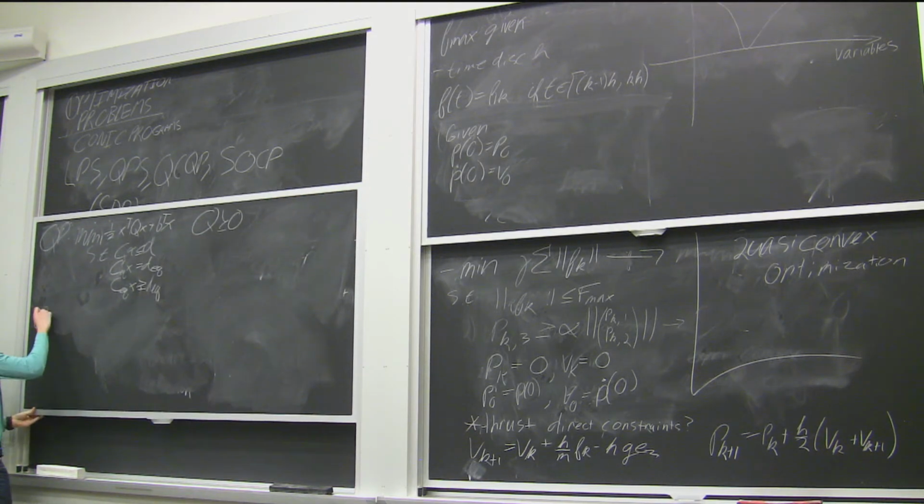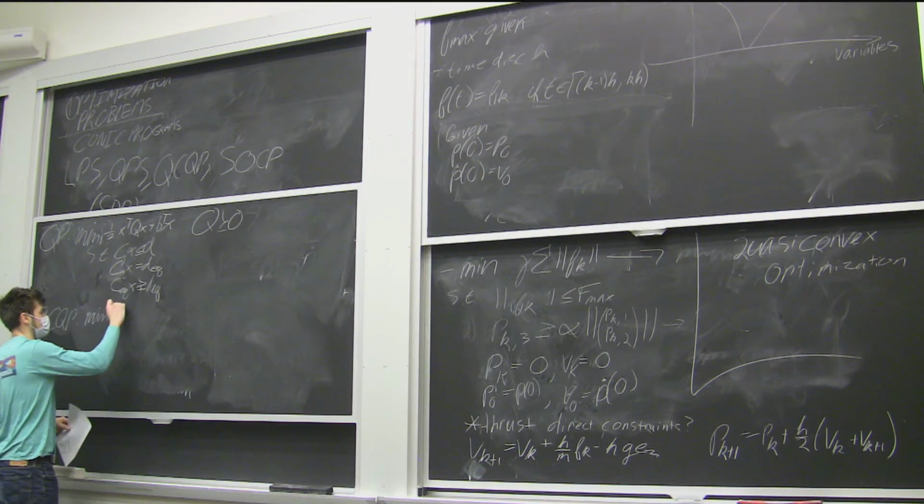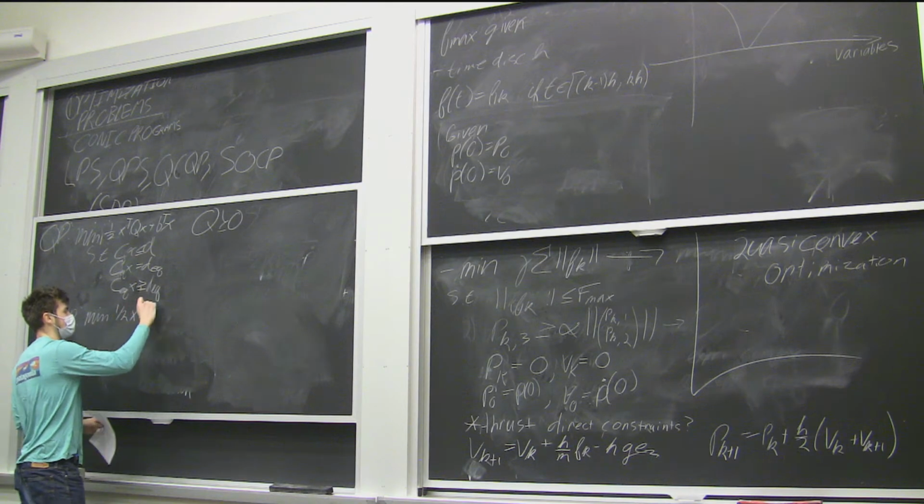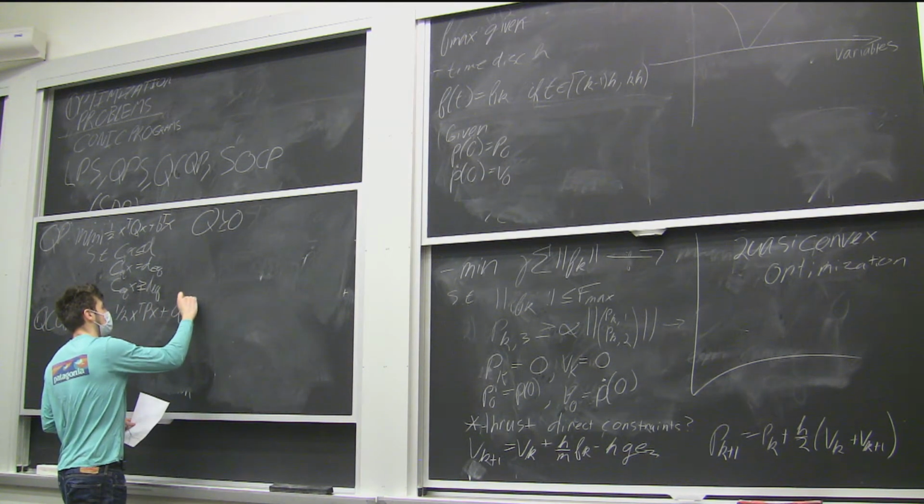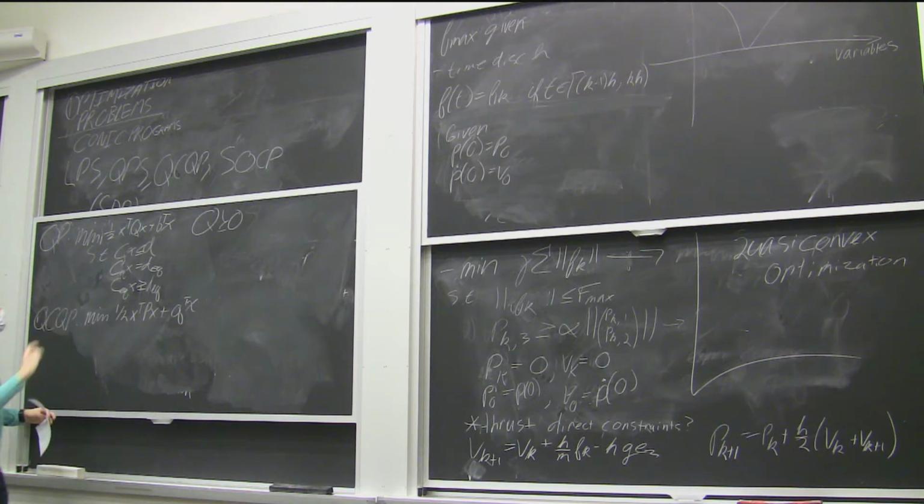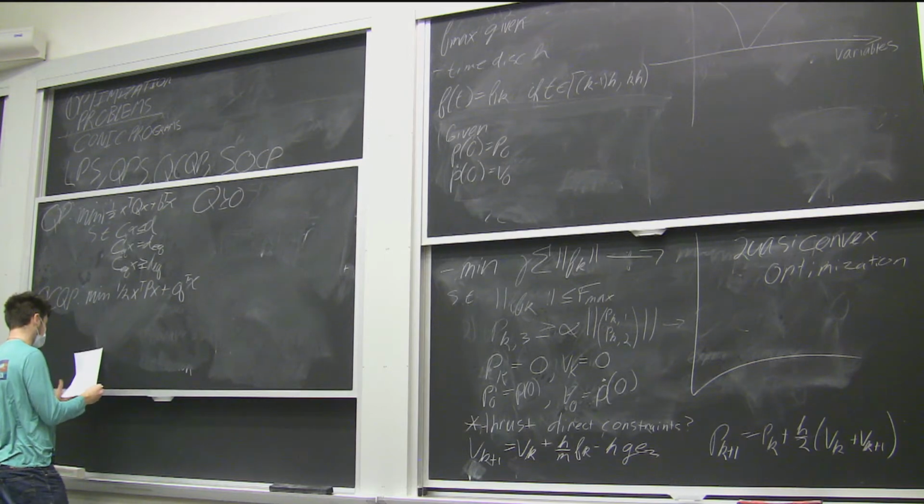The next one is a QCQP. That's going to be a QP, but I'm going to let you do something a little bit more than just have linear constraints. I'm also going to let you have quadratic constraints.